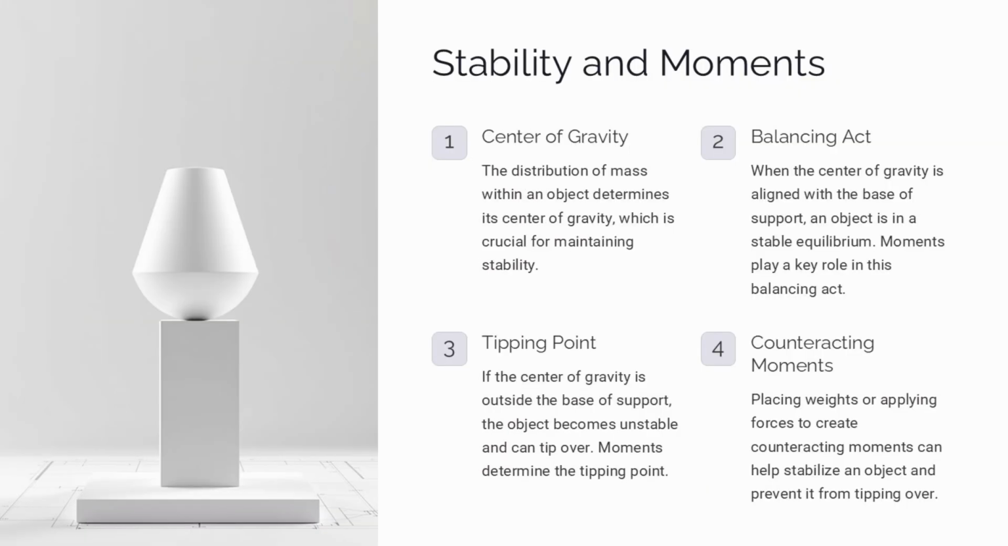The distribution of mass within an object determines its center of gravity, which is crucial for maintaining stability. When the center of gravity is aligned with the base of support, an object is in a stable equilibrium. Moments play a key role in this balancing act. If the center of gravity is outside the base of support, the object becomes unstable and can tip over. Moments determine the tipping point. Placing weights or applying forces to create counteracting moments can help stabilize an object and prevent it from tipping over.